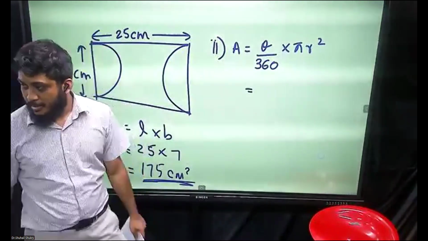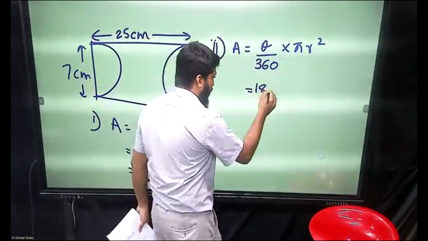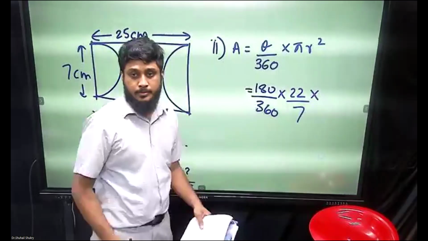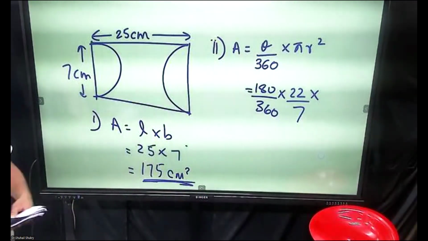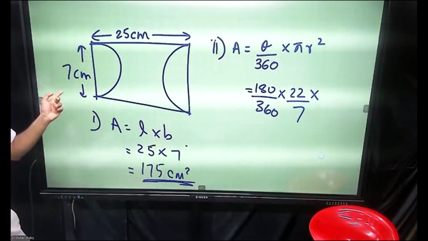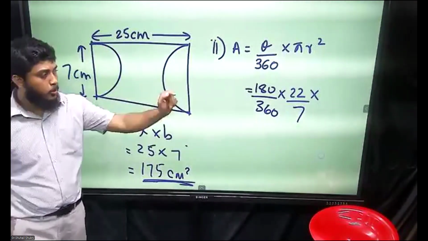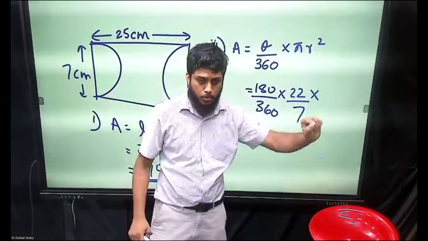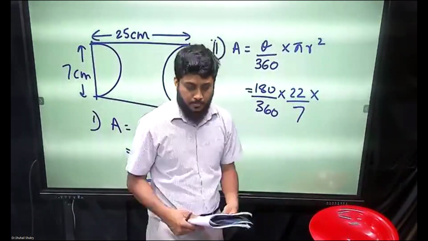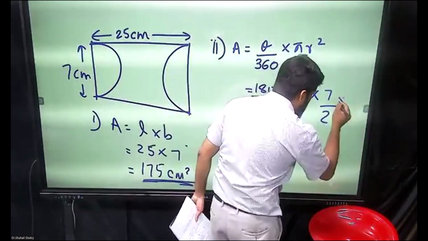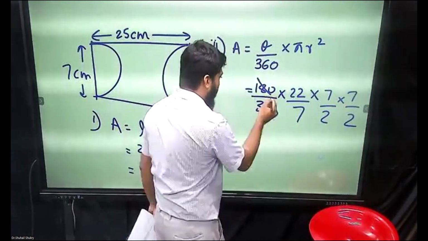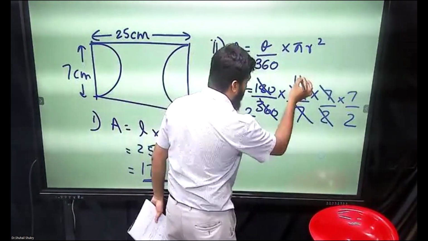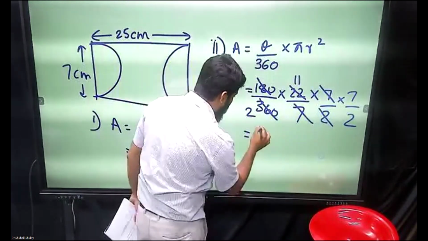Then what is this theta? Theta is 180 over 360, pi is 22 over 7, radius: now this is 7, then how much is the radius? 3.5. Better not to put 3.5 here; better to write it as 7 over 2. 3.5 and 7 over 2 are both the same. So I can write 7 over 2 two times. Now simplify. This 2, 7 and 7. This 2 and this 22 give 11. So now 11 into 7 is 77.